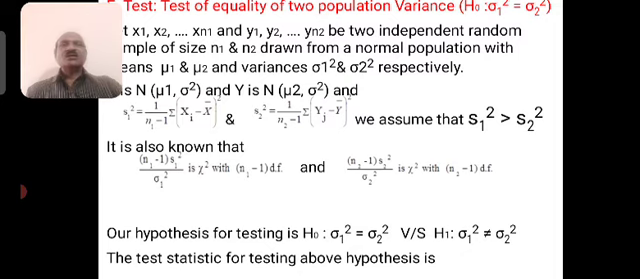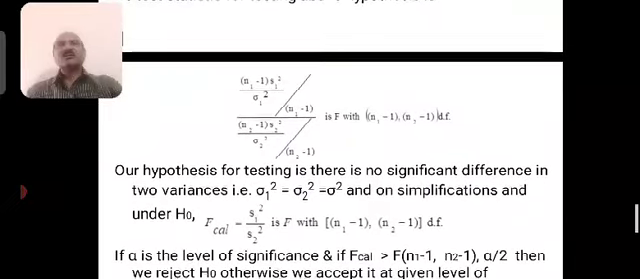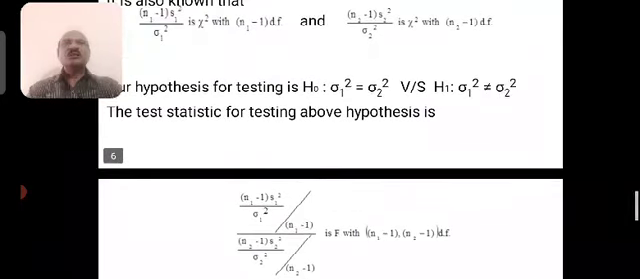Our hypothesis for testing is what? H naught such that sigma 1 square equal to sigma 2 square versus H1 such that sigma 1 square not equal to sigma 2 square. So the test statistic can be given, by definition of Snedecor's F statistic, as the ratio of two chi-squares. Already we have mentioned n1 minus 1 s1 square by sigma 1 square is a chi-square, and n2 minus 1 s2 square by sigma 2 square is also chi-square. Their degrees of freedom are different. So the ratio of two chi-squares divided by their degrees of freedom will follow the F distribution.